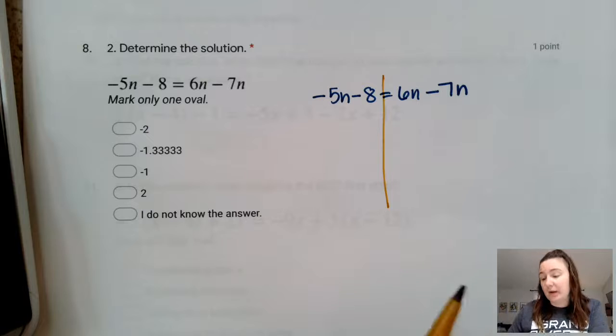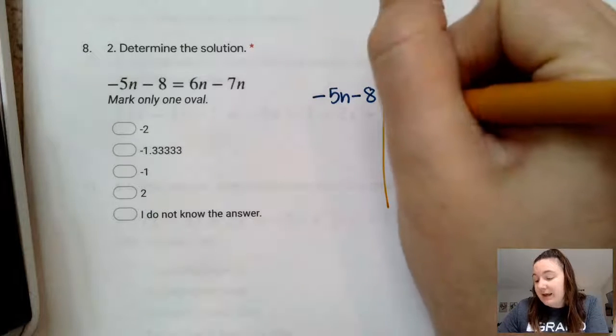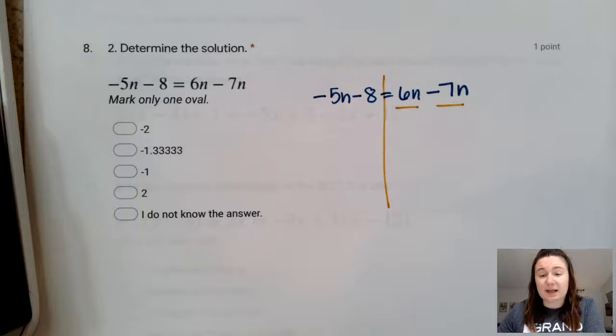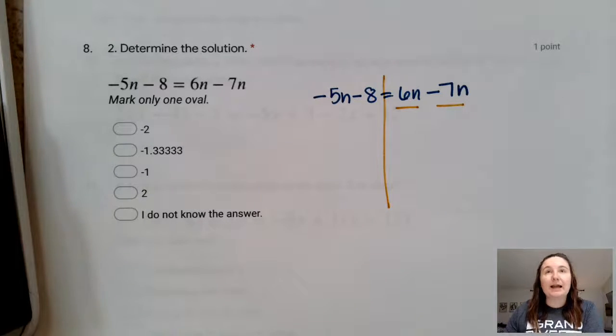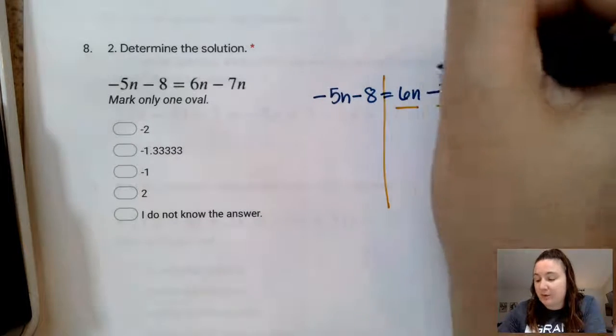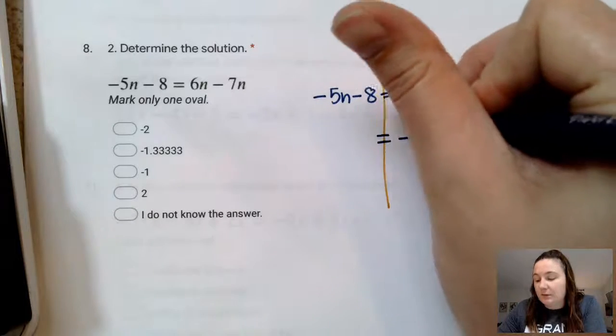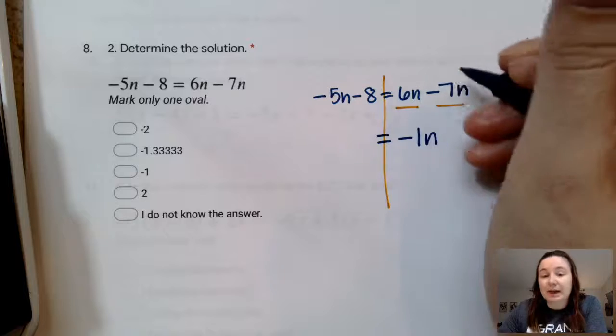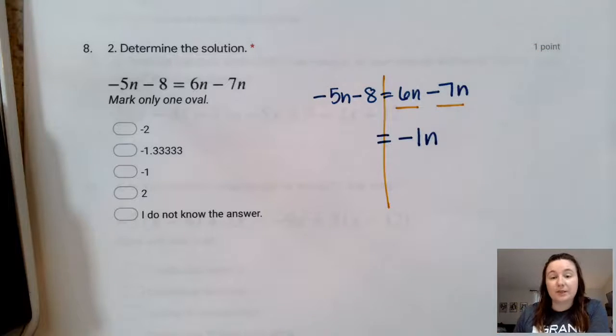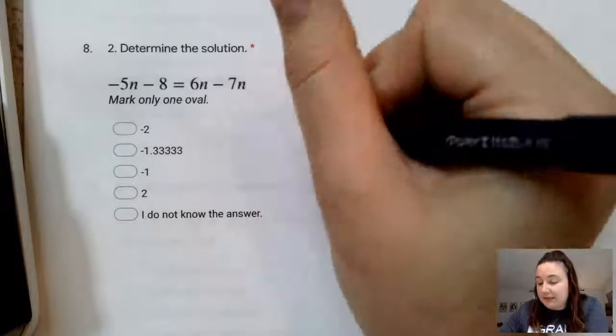deal with. And the way that I do that is if I have variables on the same side, I can just combine them. So it's like I have 6 apples and -7 apples, and I need to combine them. I know it's hard thinking of real things with negative numbers, but you get my point that we can just combine these. 6 minus 7 gives me -1n. So you can just combine them only if they're on the same side. And then the left-hand side stayed the same.